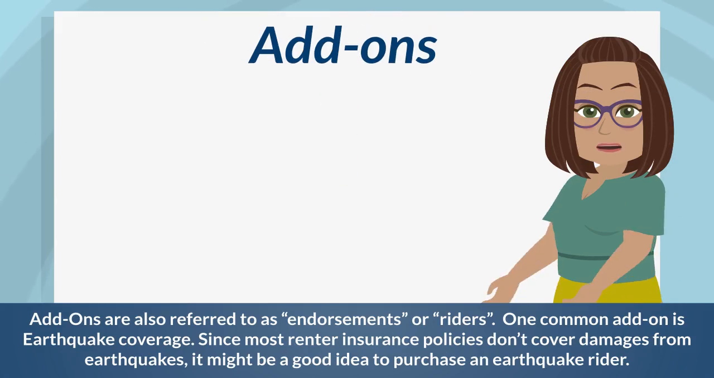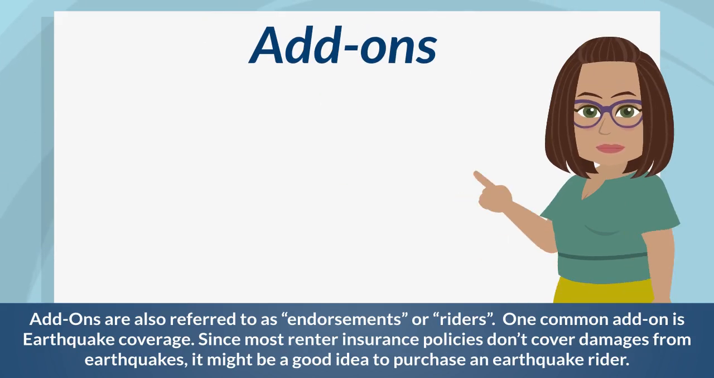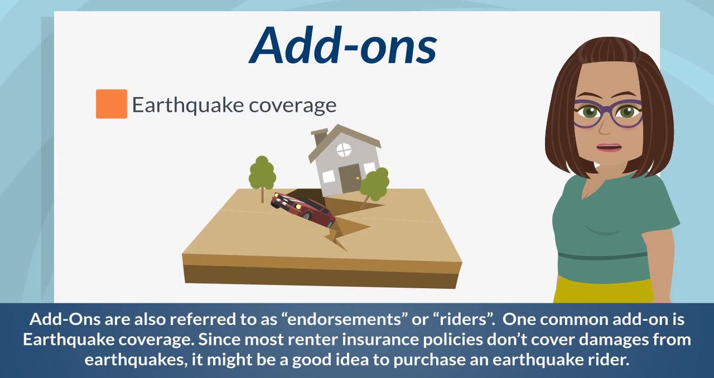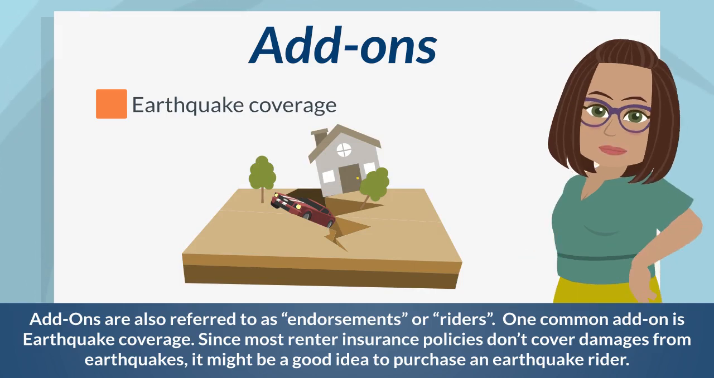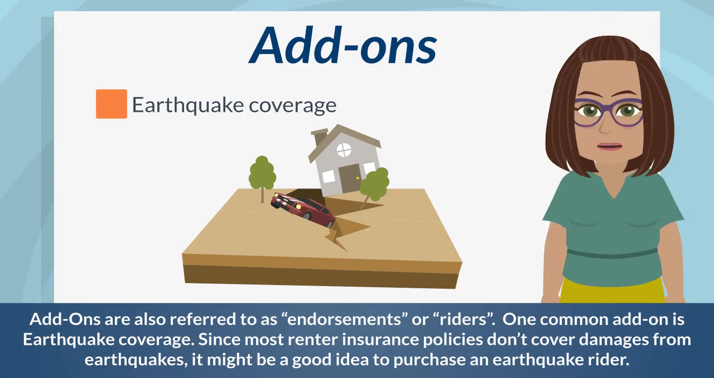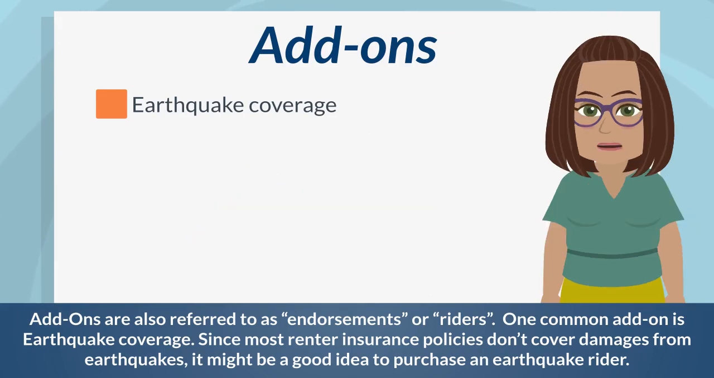Add-ons are also referred to as endorsements or riders. One common add-on is earthquake coverage. Since most renter insurance policies don't cover damages from earthquakes, if you live in an area where earthquakes are prone to happen, it might be a good idea to purchase an earthquake rider.